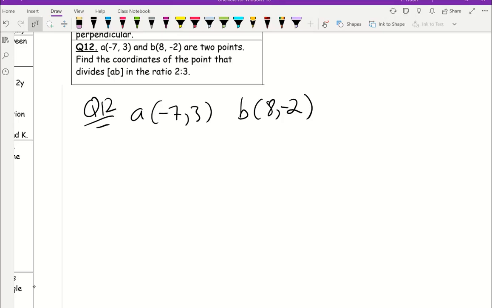We have question 12: minus 7, 3 and B(8, minus 2) are 2 points. Find the coordinates of the point dividing AB in the ratio 2 is to 3. So we've got A here, we've got B here. We have to find this point in the middle that divides the two of them in the ratio of 2 is to 3. So that's the ratio formula on page 18.